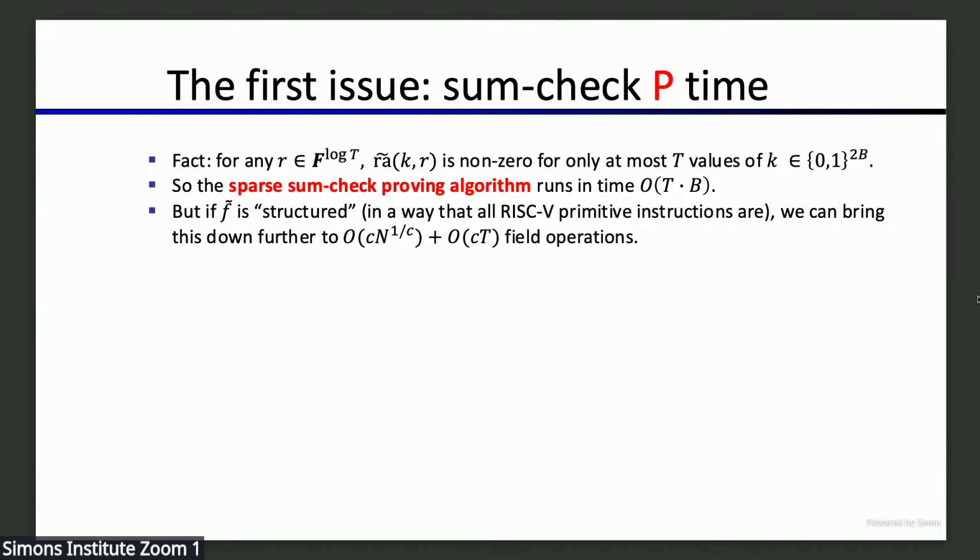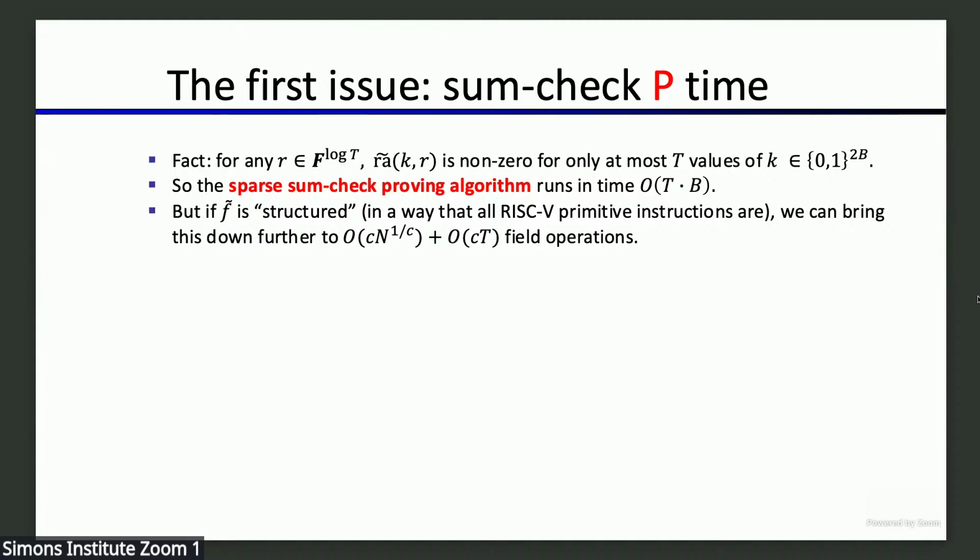This is one reason I say RISC-V actually is very SNARK friendly. You can handle every RISC-V primitive instruction by something like Shout. You could imagine adding even more instructions that are more complicated and Shout might still apply. You could, yeah, go ahead.